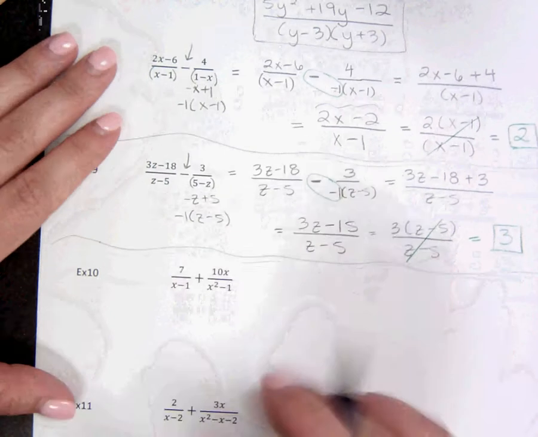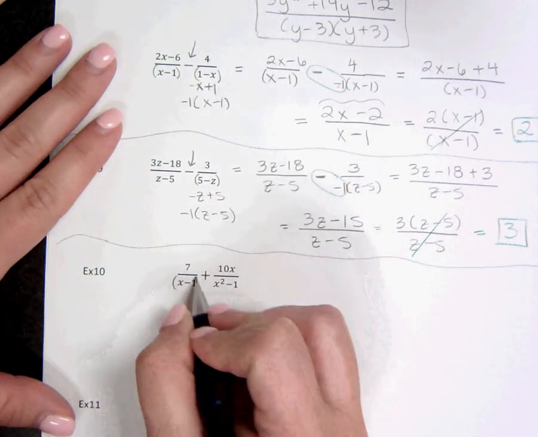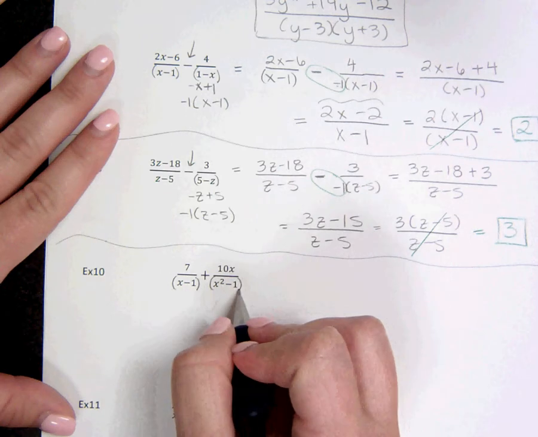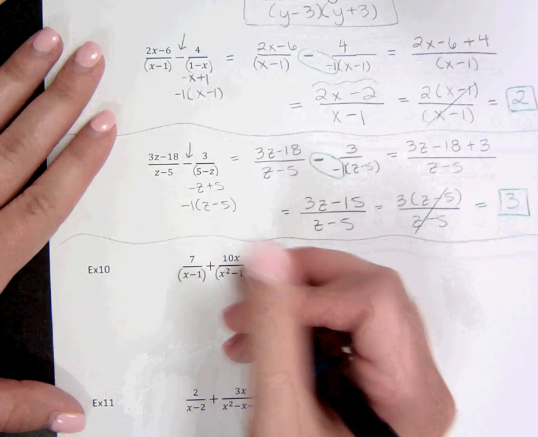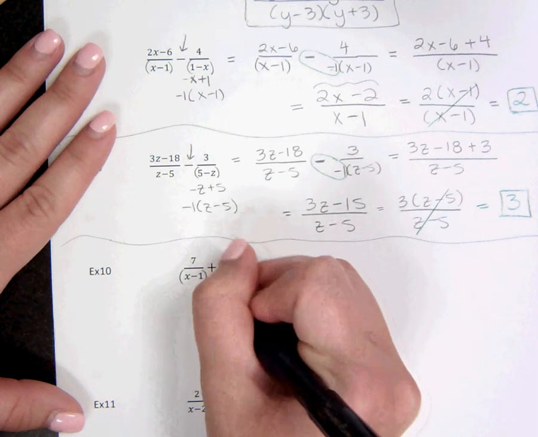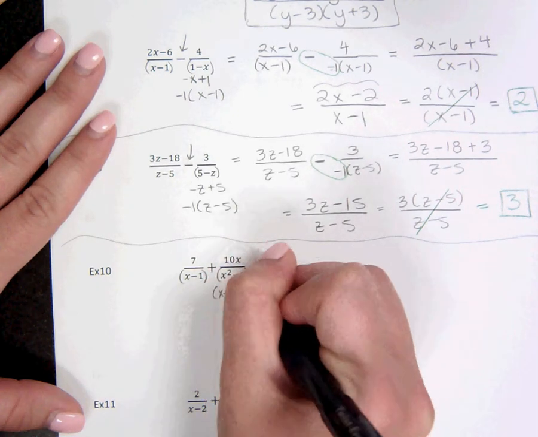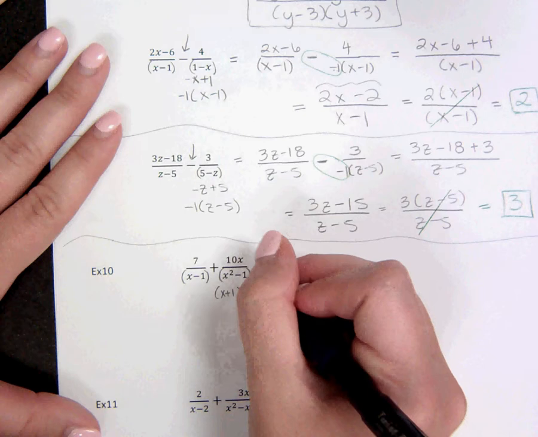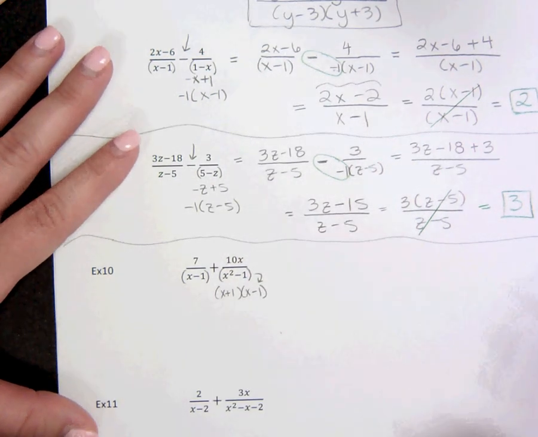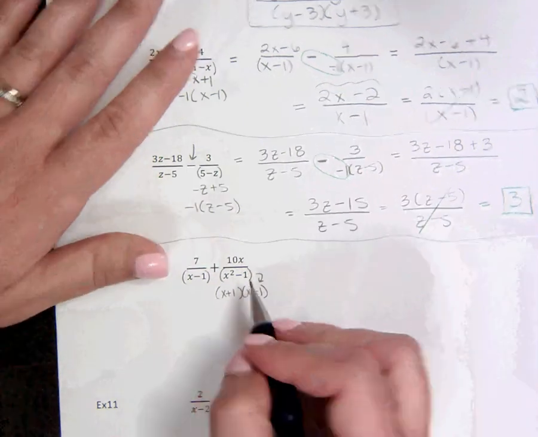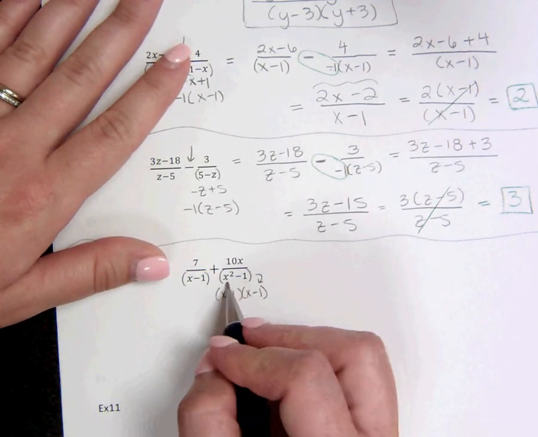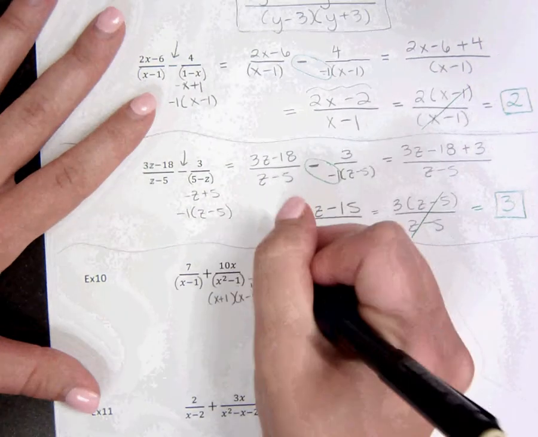Looking at example 10, I always look at the denominators. We have x minus 1. We have x squared minus 1. X squared minus 1 is a difference of squares that factors into x plus 1, x minus 1. That's something that's hard to catch sometimes. Your eyes just don't see it all the time, especially if it's a 1. You have to remember that 1's a perfect square, and the difference of squares does factor.